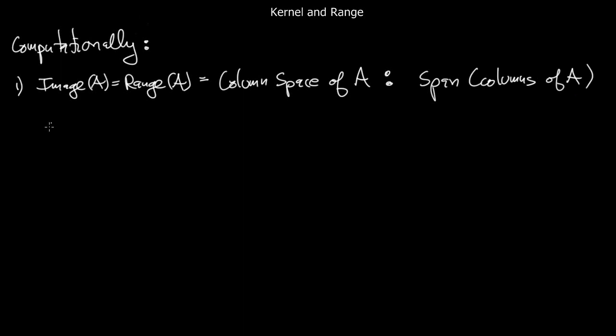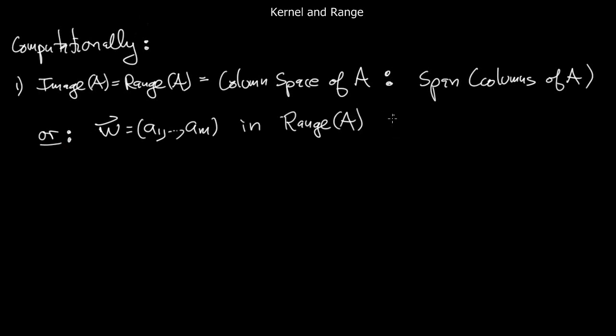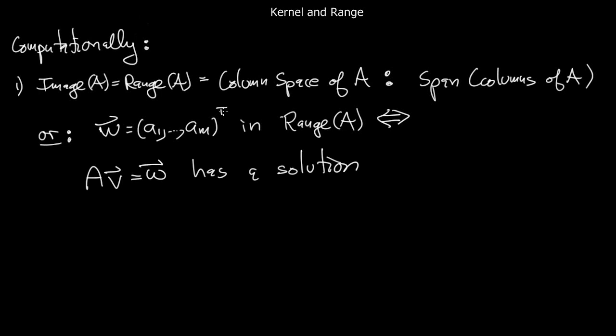What does it mean for something to be in the range or the image? That is to say, just by the definition, if you have a vector W and it's an m-vector, what does it mean for it to be in the range? Well, by definition, it means that you can find a vector v such that AV is equal to W, which is to say the equation AV equals W has a solution. And I'm putting the transpose here just to be consistent about rows and columns.